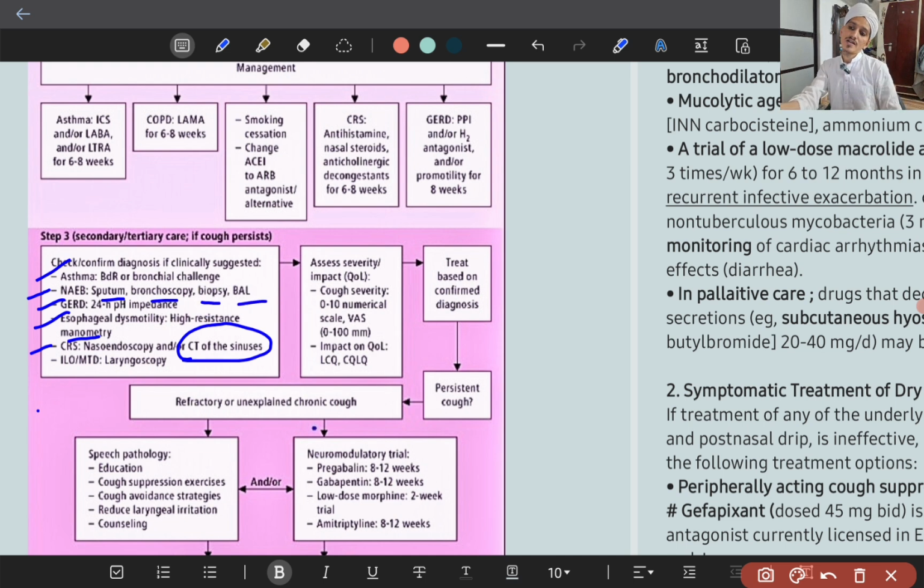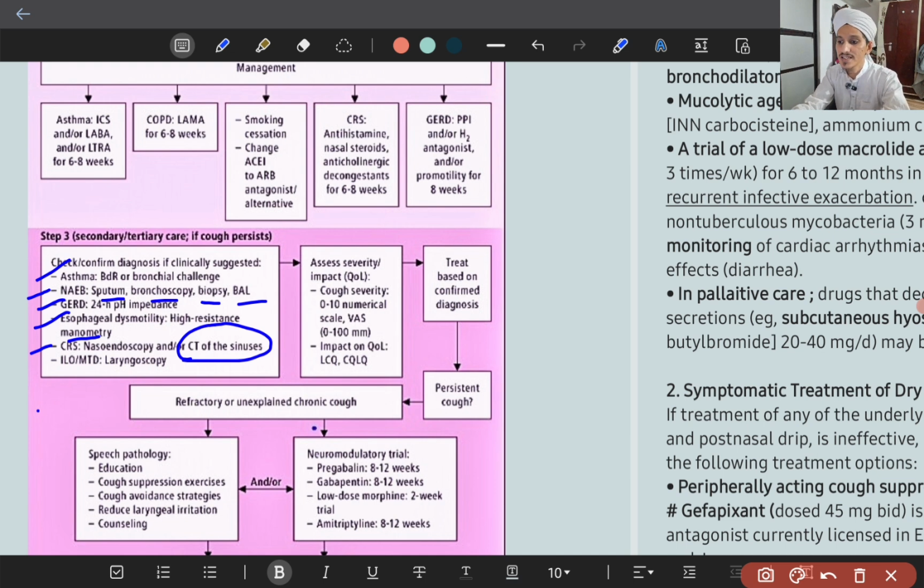So first, if after all these measures the cough is not resolving, you confirm the diagnosis further by further tests which evaluate those three systems.